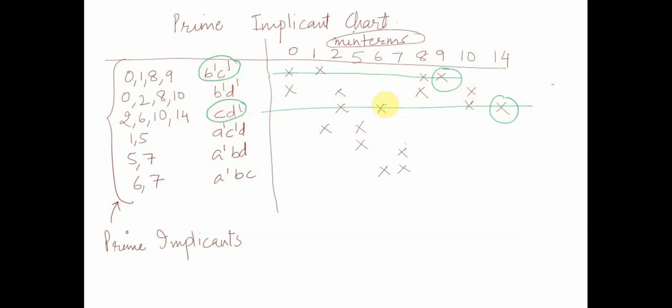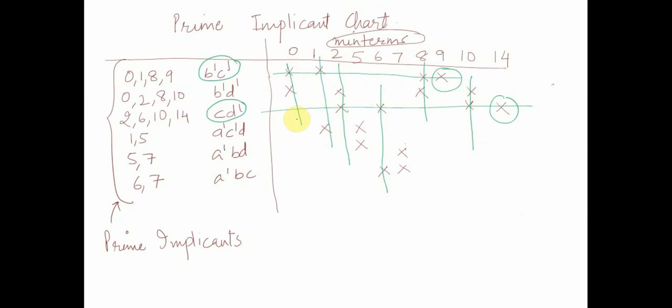If we include this term, 6 is already included, so this becomes redundant. 2 is also covered, 10 is covered, so this will also become redundant. Similarly, if we have included the first term, 8 is included, so this becomes redundant, 1 becomes redundant, 2 becomes redundant. Now what is left, right?